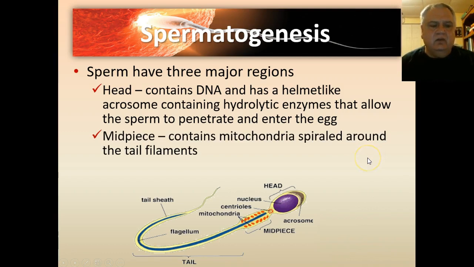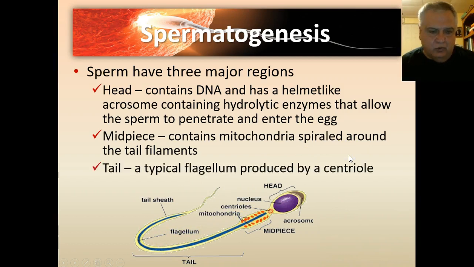In addition to the head, there is a midpiece. The midpiece contains mitochondria, and these mitochondria spiral around the tail filaments. These mitochondria carry out respiration, which provides the ATP for the tail to become motile. The tail is a typical flagellum, as we see in a typical cell, and it is produced by a centriole that we see here. So we have our midpiece here, and then we have our tail extending from there.